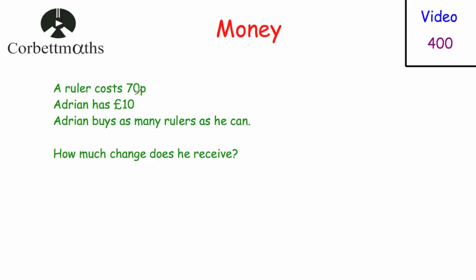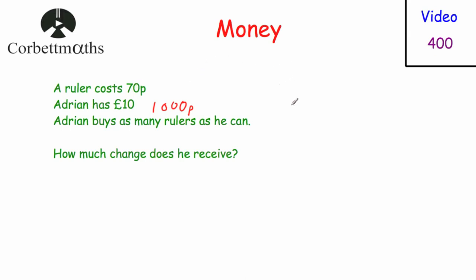So it says a ruler costs 70p, Adrian has £10, Adrian buys as many rulers as he can. How much change does he receive? Now, first of all, we're told that each ruler costs 70p and he's got £10. Now, I'm going to change the £10 into pence. So each pound is 100 pence, so £10 would be 1,000 pence. So he's got 1,000 pence and he's going to buy as many rulers as he can.